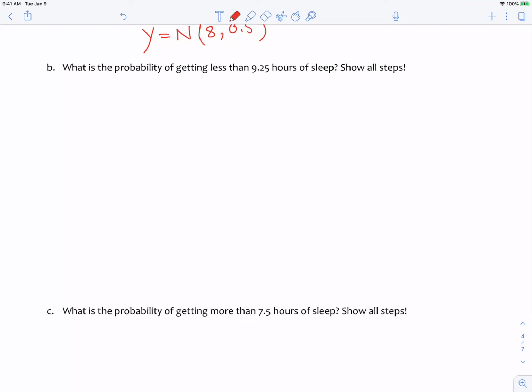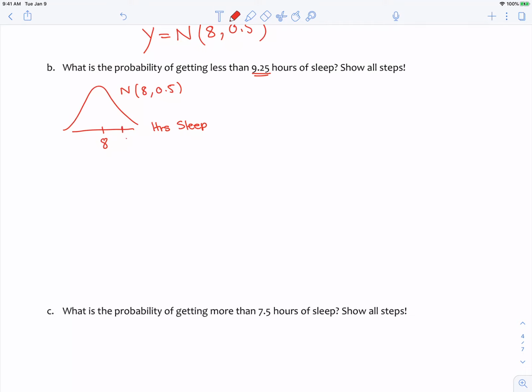And we want to show all steps. So our first step is to sketch a picture of the distribution. This is meant to look normal with a mean of 8, standard deviation of 0.5. So we're going to put 8 down here. What do these things represent? Well, this is hours of sleep, and our bound, the thing that we're doing a comparison with, is 9.25 hours.